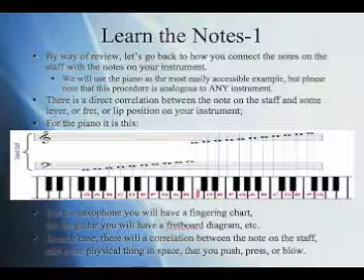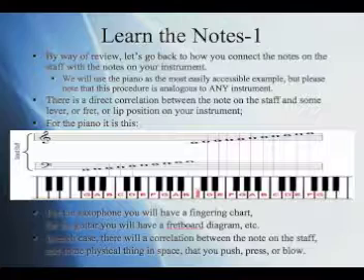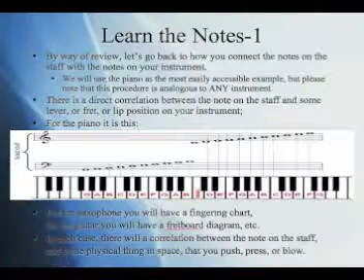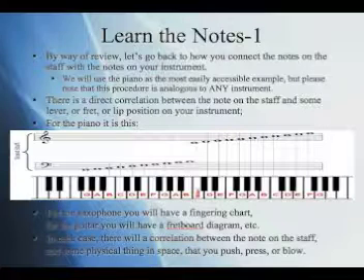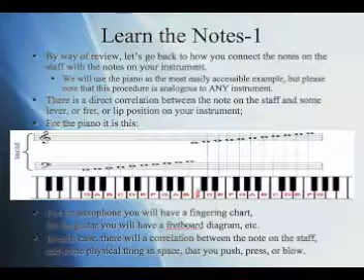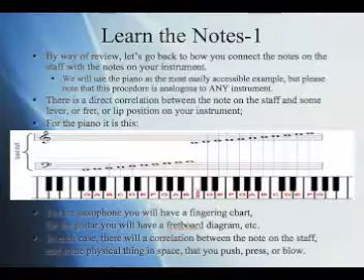For the piano, it looks like this. All the notes are on the staff, and see we have little red letters on the keyboard there. For the saxophone, you have a fingering chart. For the guitar, you have a fretboard. In each case, there's a correlation between the note on the staff and some physical thing in space that you push, press, or blow.